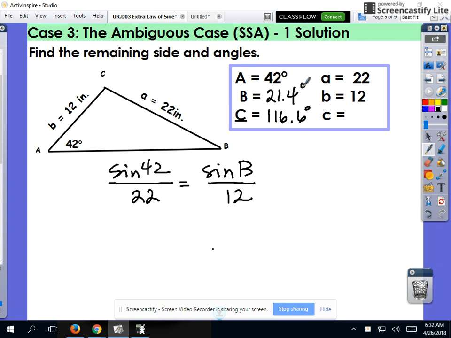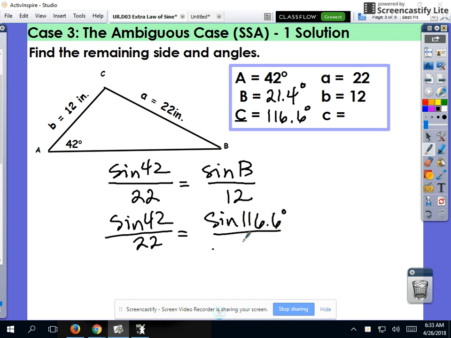Okay, and now we're going to just use law of sines again to solve for the other guy. Sine of c, no, sine of 116.6 degrees over c. I'm going to cross multiply, and then we'll finish this up in a moment.